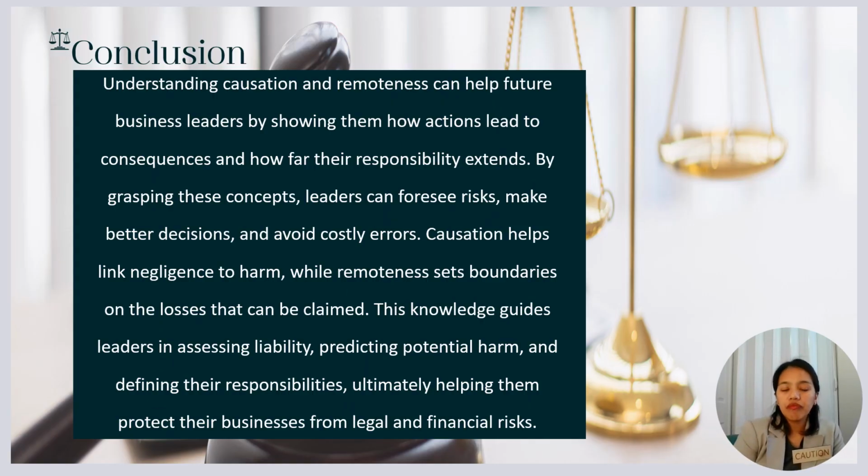So in my conclusion, understanding causation and remoteness can help future business leaders by showing them how actions lead to consequences and how far their responsibility extends. By grasping this concept, leaders can foresee risk, make better decisions, and avoid costly errors. Causation helps link negligence to harm, while remoteness sets boundaries on losses that can be claimed. This knowledge guides leaders in assessing liability, predicting potential harm, and defining their responsibilities, ultimately helping them protect their businesses from legal and financial risk.